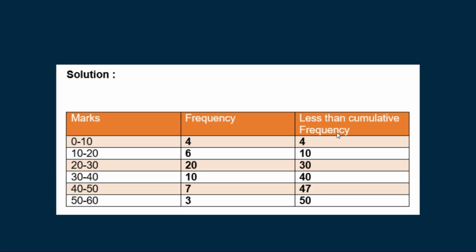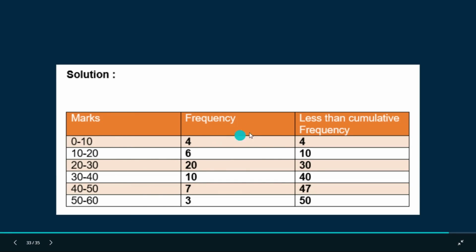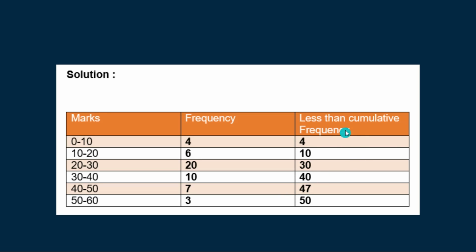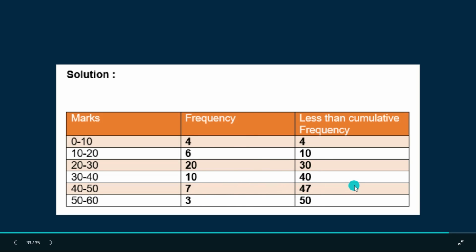First step is that we have to make this table. Marks are given, so write the values of marks, and the frequency is given. This question is concerned with less than CF, so we will make the less than cumulative frequency. Your 4 is there, so write your 4 and keep on adding the values. 4 plus 6, 10. 10 plus 20, 30. 30 plus 10, 40. 40 plus 7, 47. 47 plus 3, 50.